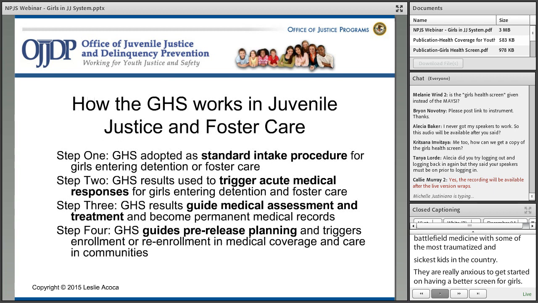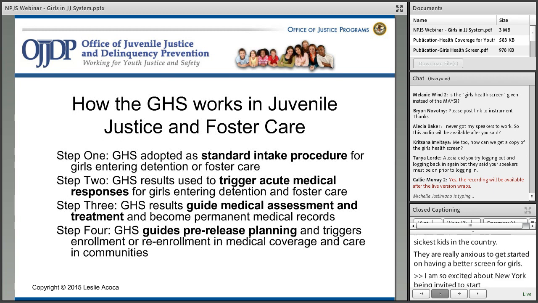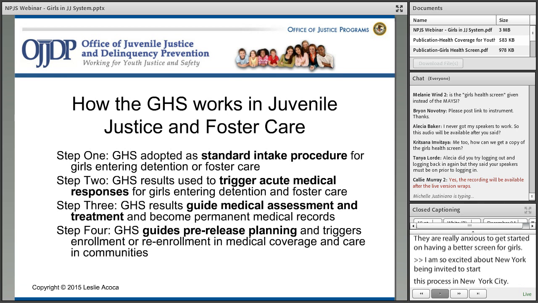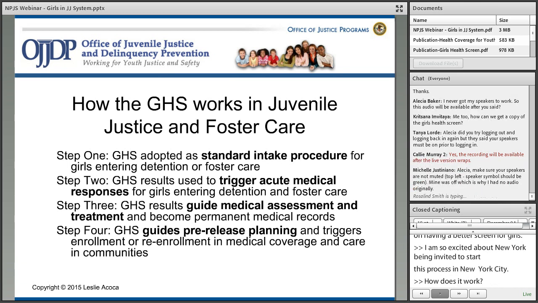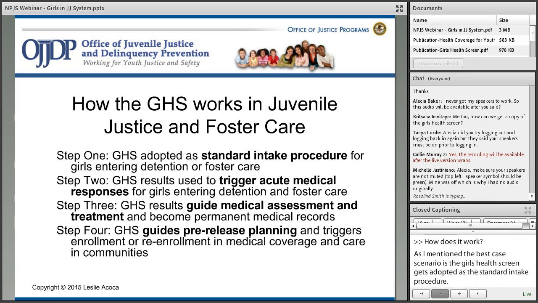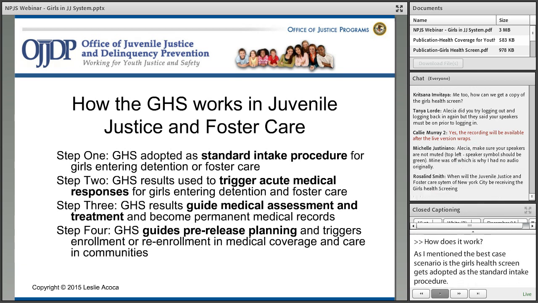So how does it work? As I mentioned, the best case scenario is the Girls' Health Screen gets adopted as the standard intake procedure. So whether it's foster care, detention, camp, long-term treatment, whatever it is, the girls take the Girls' Health Screen on entry. And so that information is immediately available. It should be part of what we're calling a girl's health passport that should be available to medical providers post-release, so that there's some continuity of care.